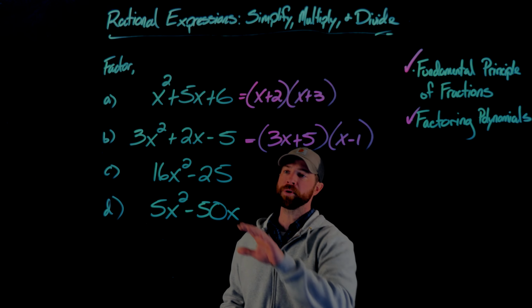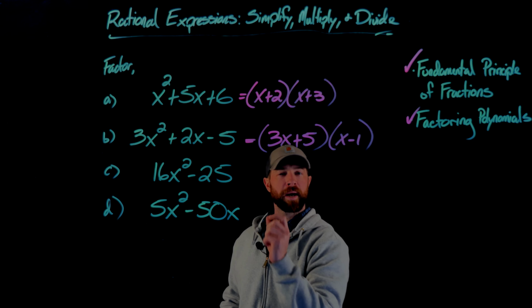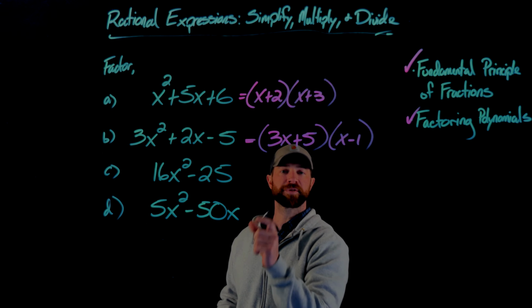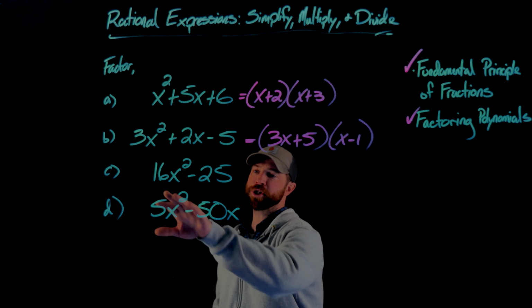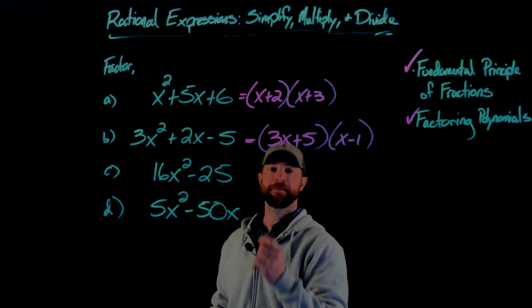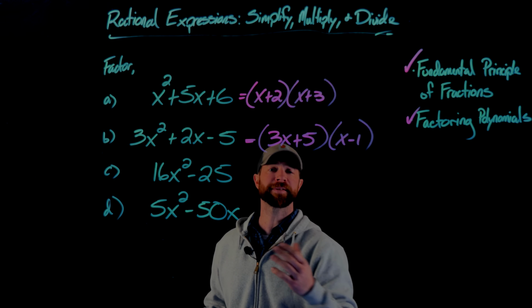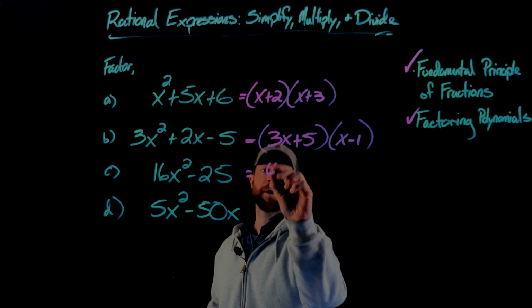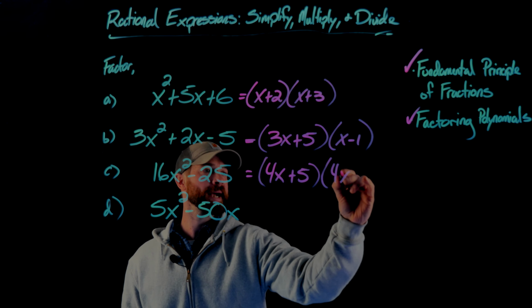In our third example, we have 16x squared minus 25. This is a quadratic without three terms. These can be factored usually using the difference of squares if each term is the square of something. In this case, the first term, 16x squared, is the square of 4x, where 4x squared gives you 16x squared. The 25 is 5 squared. We then can use the difference of squares formula to get this to be 4x plus 5 times 4x minus 5.